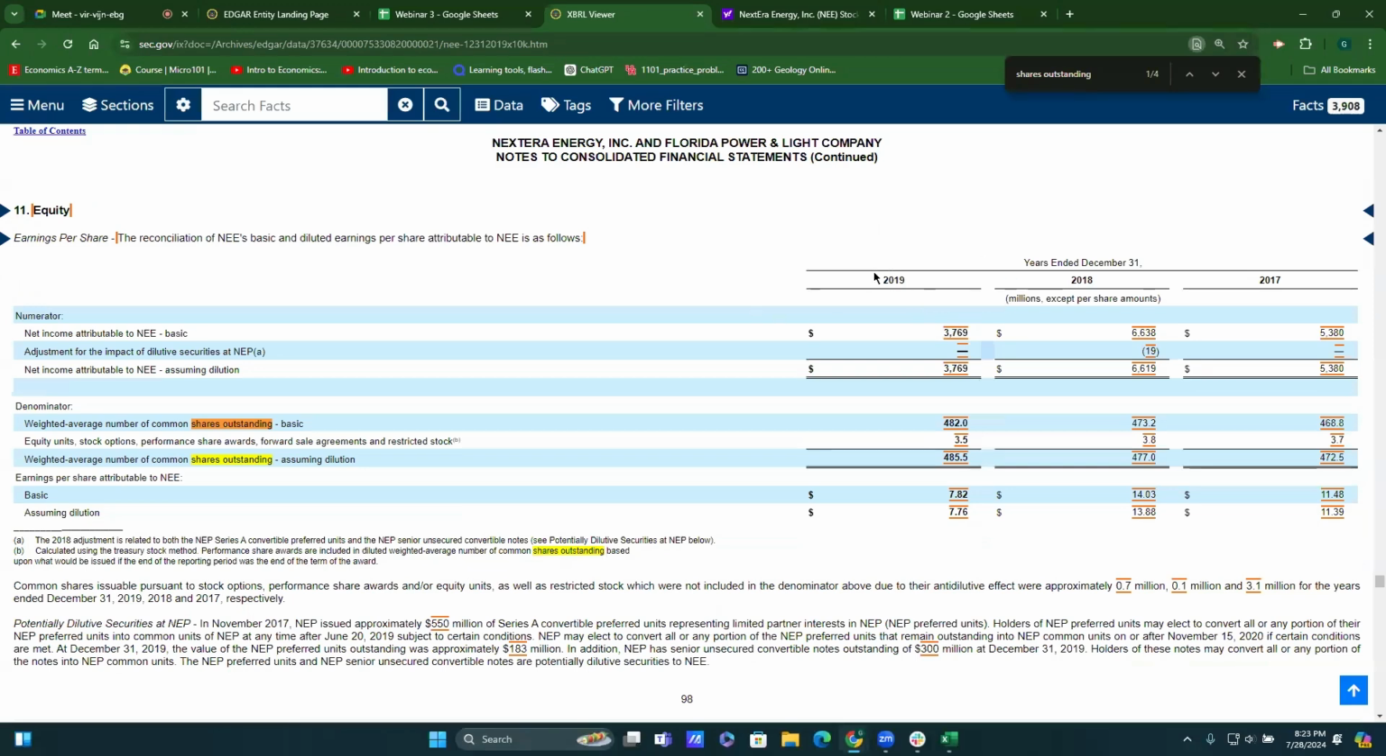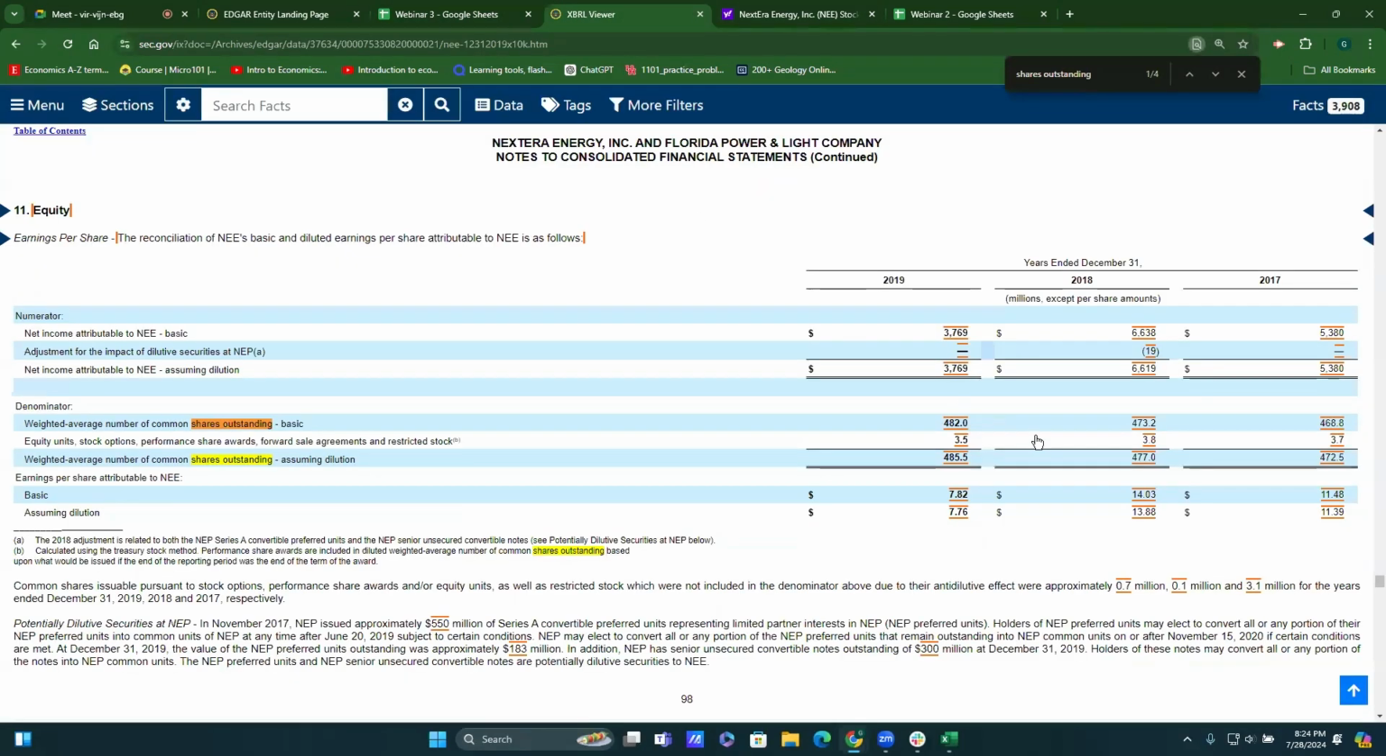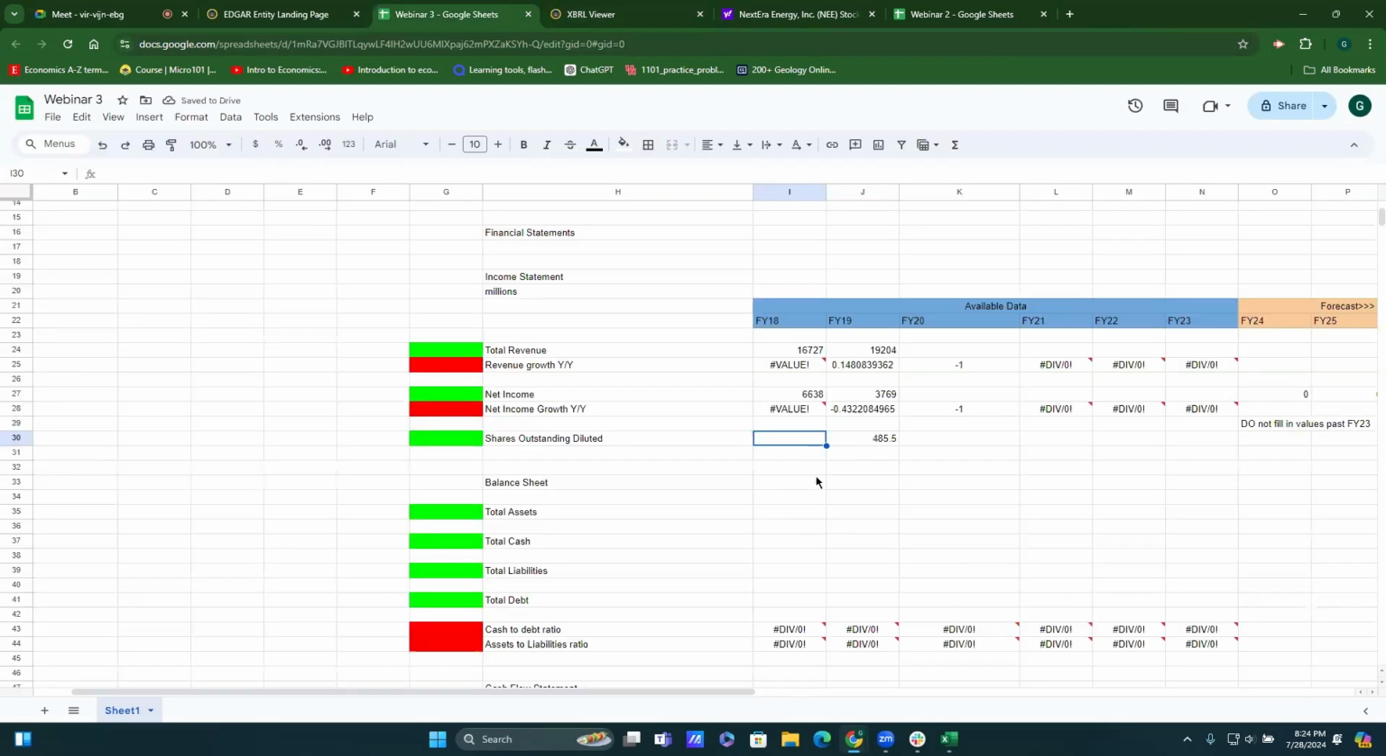All right, so we're going to look at 2019. Let's see. They have shares outstanding, assuming dilution. That's what we want. They have 485.5 million shares outstanding. Okay. And then they have 477 for 2018. Okay, so we got those numbers in.